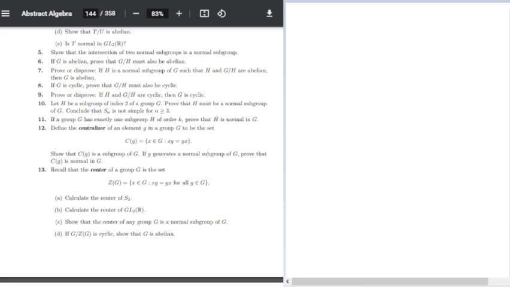Alright, let H be a subgroup of index 2 of a group G. Prove that H must be a normal subgroup of G. Alright, this comes down to the fact that AN is a normal subgroup of SN for n greater than or equal to 3. And AN has index 2. Oh yeah, AN has index 2. So let H be a subgroup of index 2 of a group G. Prove that H must be a normal subgroup of G.